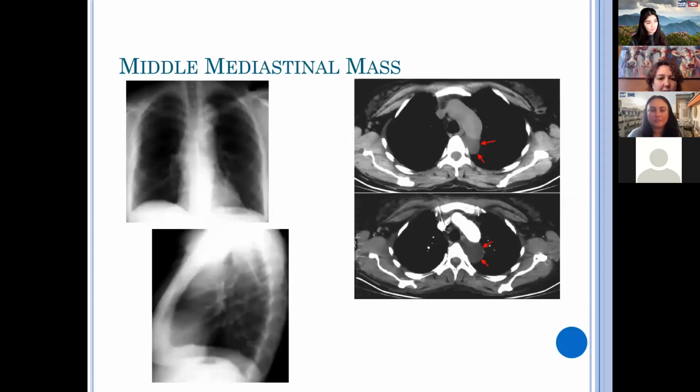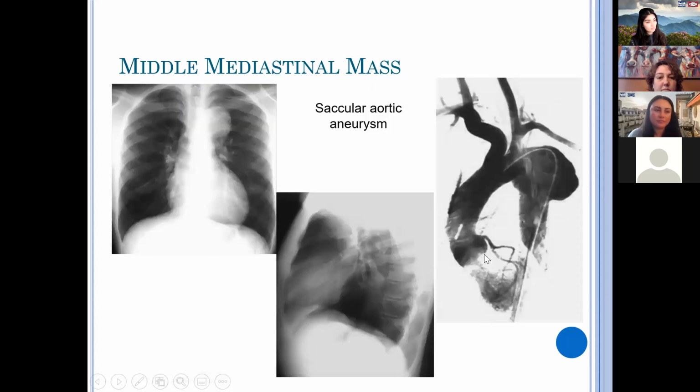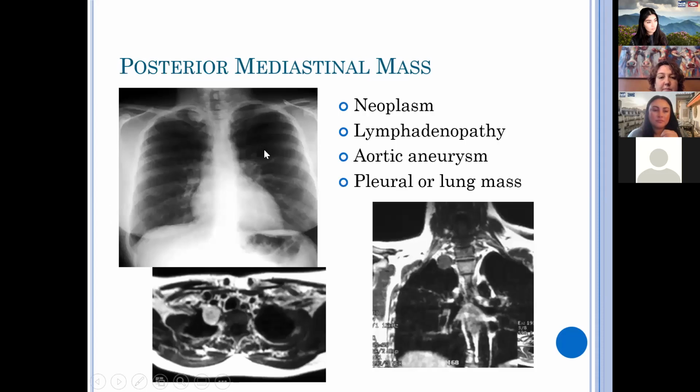Mediastinal mass can also be seen. Again, you're going to lose some of the borders and the clarity on your X-ray. This doesn't become quite as sharp as it was before, and that corresponds to a mass in this area. This one happens to be a saccular aortic aneurysm, and you can see this gigantic. It looks like a mass, but really a sac where the aortic aneurysm has bubbled out.